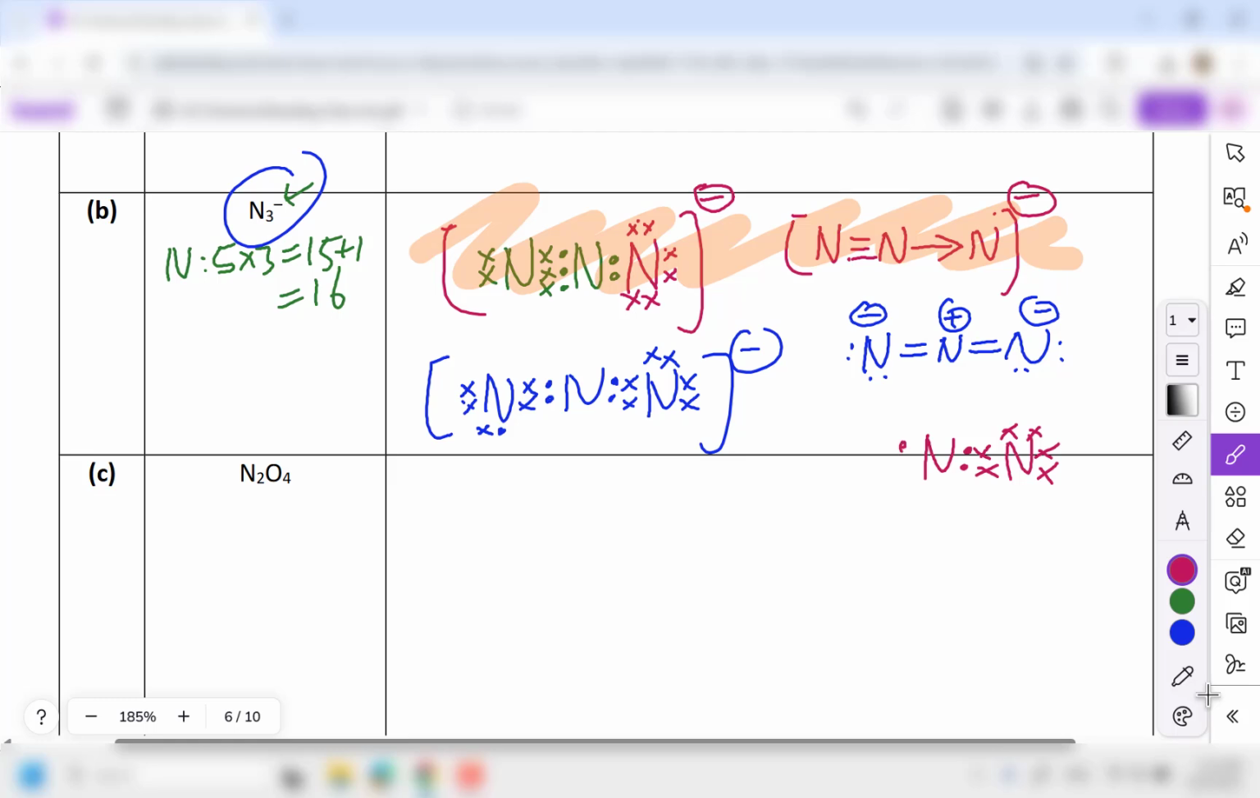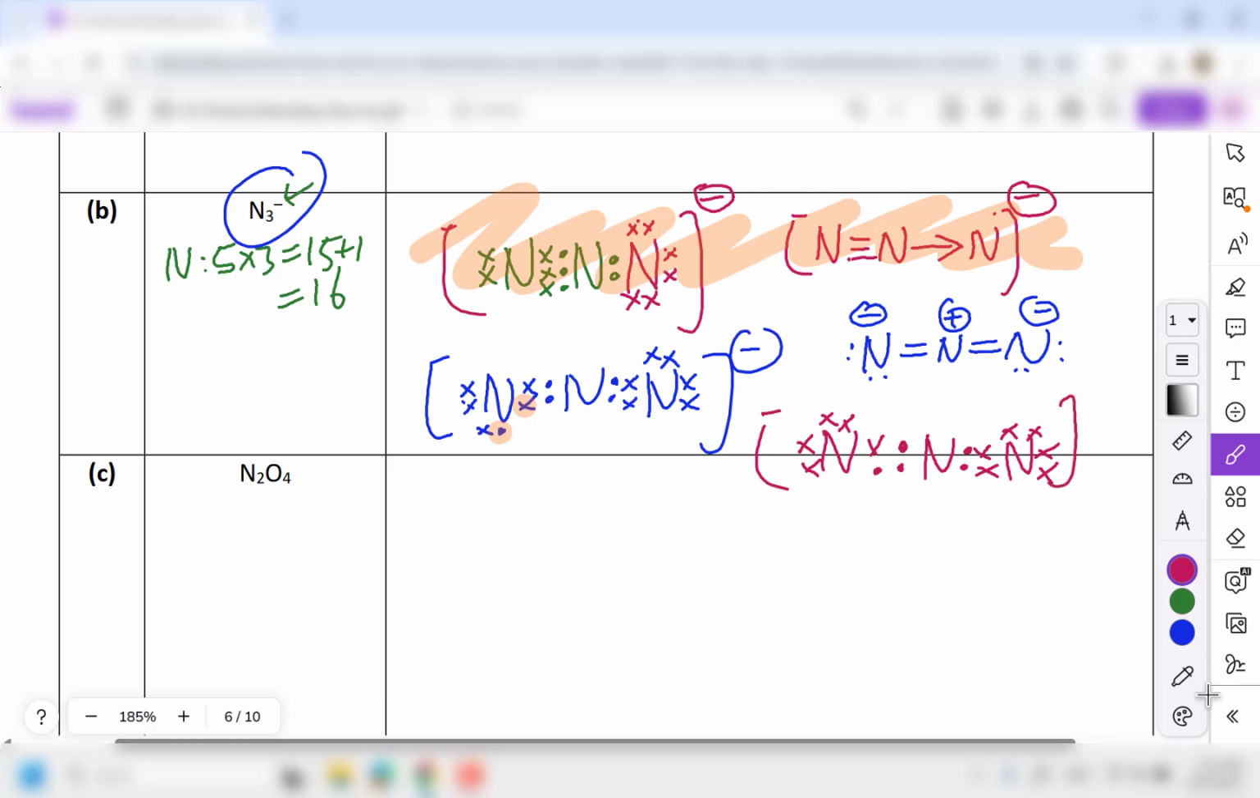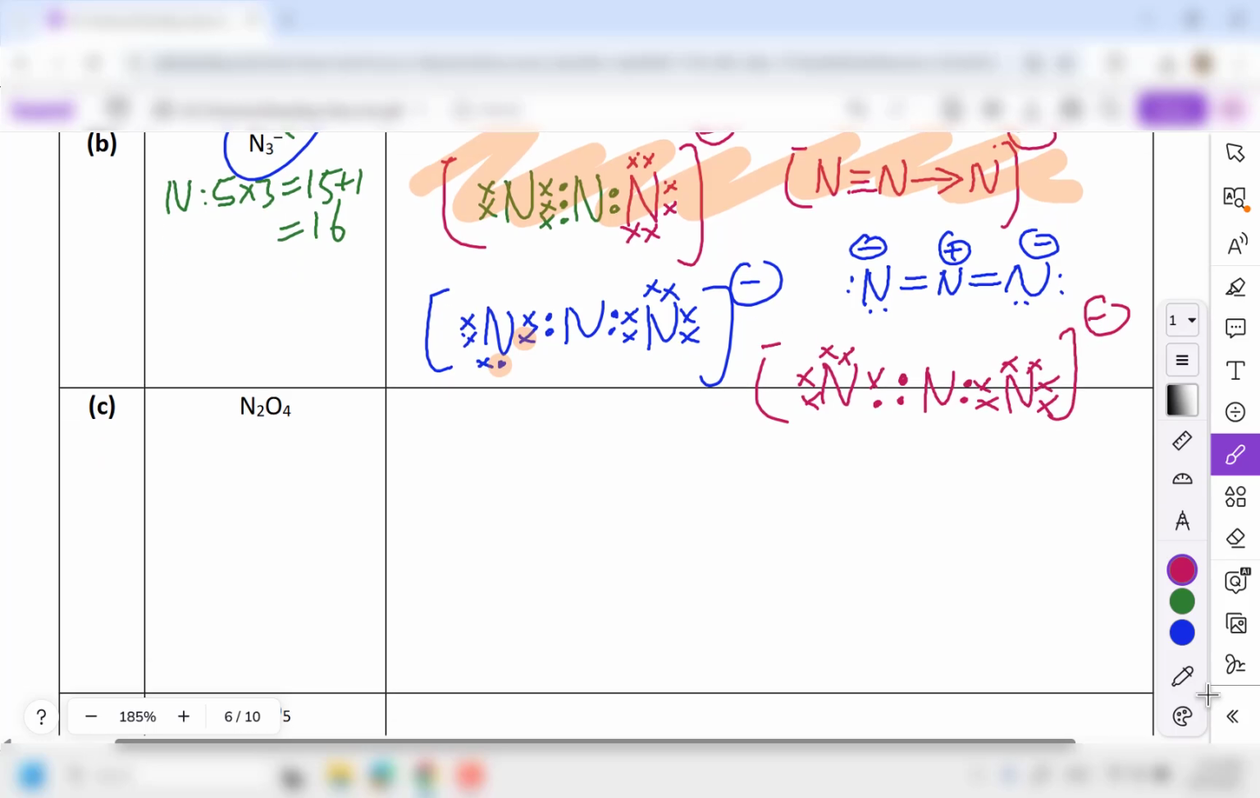Then over here, what's going to happen is that I'm going to introduce a dative covalent bond from the nitrogen in the middle. With that, I do not need to switch the electrons around. So basically, it's just a switch between this and this. Then it might make the situation a bit easier for most of us, because our Lewis structure will end up with something like this, with dative covalent bonds, and then dots, and a minus.